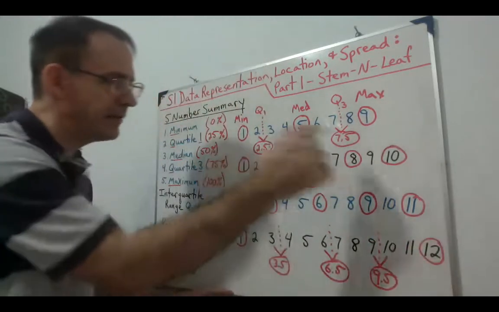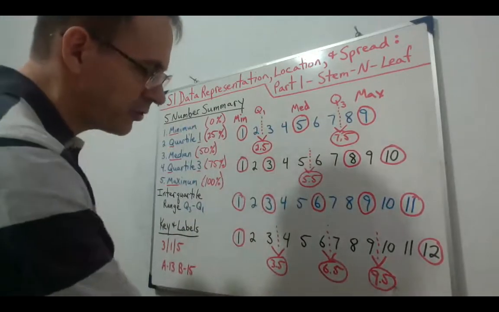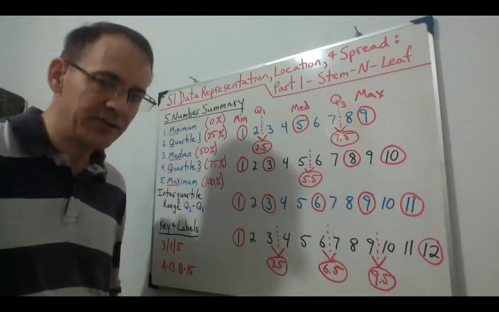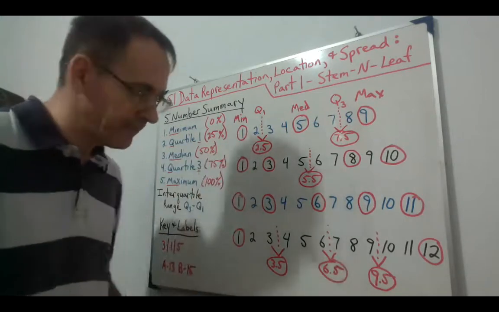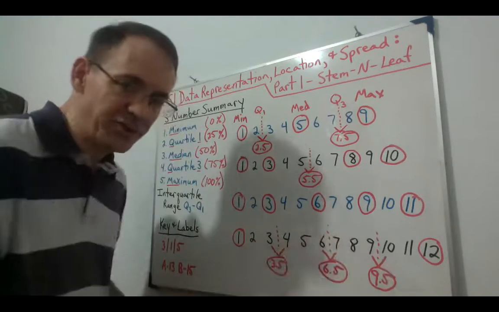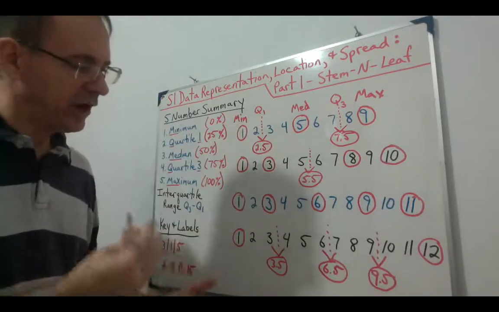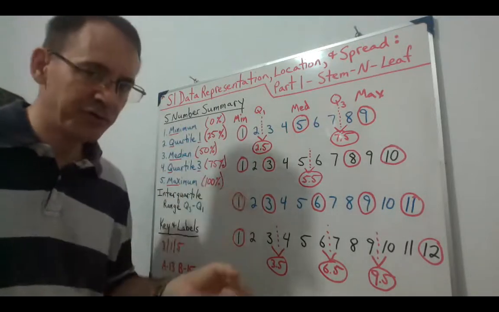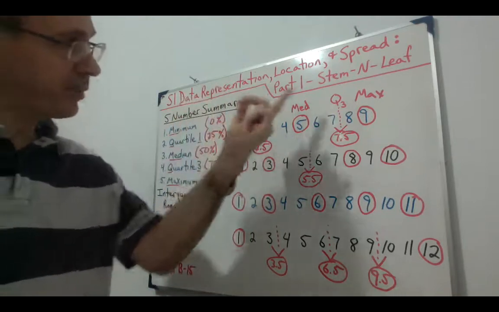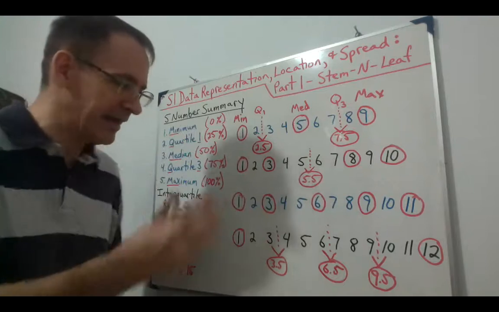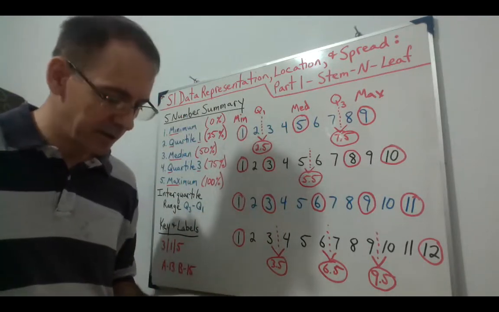Of course, your min and max will always be numbers from your data set, but notice your quartiles and even the median do not have to be actual data set values. So they can be an average of the two nearest numbers. So this is important that you understand how to get those values because you're going to be working with them. And then when we get to part 2, the box and whisker plot, you're going to actually be using these values to create your box and whisker plot.